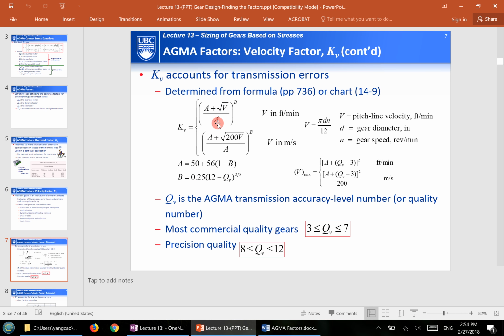There are also two constants, A and B, inside the formula. The A and B equations are given over here. Particularly, A is a function of B, and B is a function of another variable called QV. QV is basically a quality factor. It's called the AGMA transmission accuracy level number. It's a quality number. For most commercial quality, it takes 3 to 7. For precision quality, it's between 8 and 12. And that's the relationship for calculating the KV here.